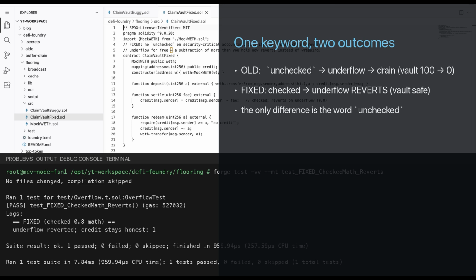Side by side. With unchecked, the underflow drains the vault to 0. Without it, the same call reverts and the vault is untouched. The entire difference between a $900,000 hack and a safe contract is one keyword.